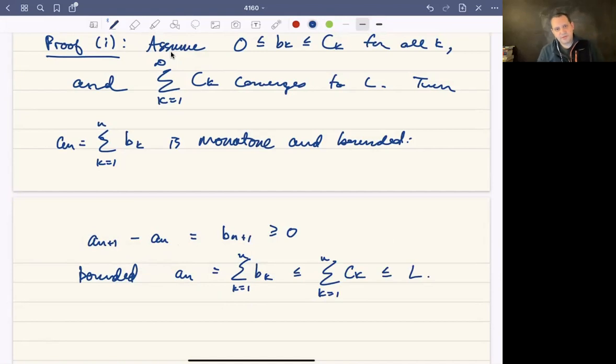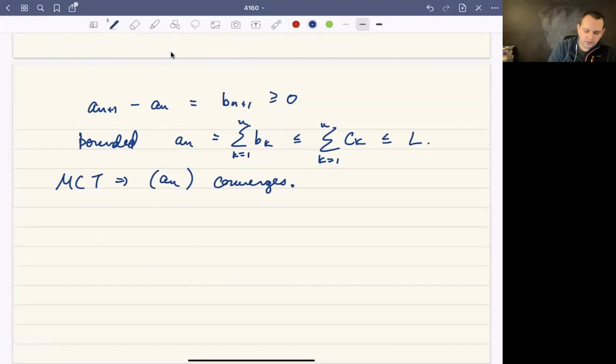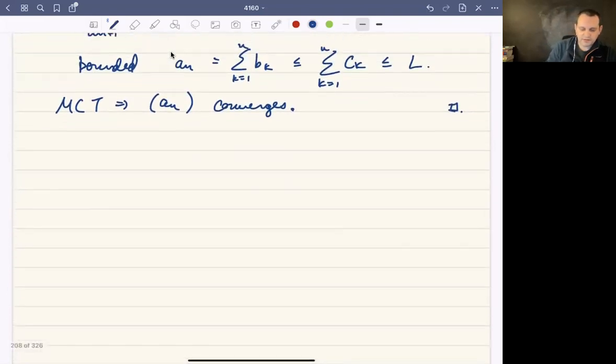But there you go. So a sub n is a bounded monotone sequence, therefore it converges. So the monotone convergence theorem implies that a sub n converges. In other words, if the partial sums converge, then the series converges. Again, that's a quick sketch, but hopefully that gets the idea across. All right. So that's a comparison test.